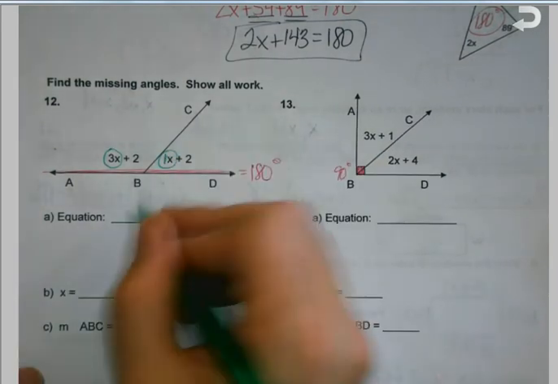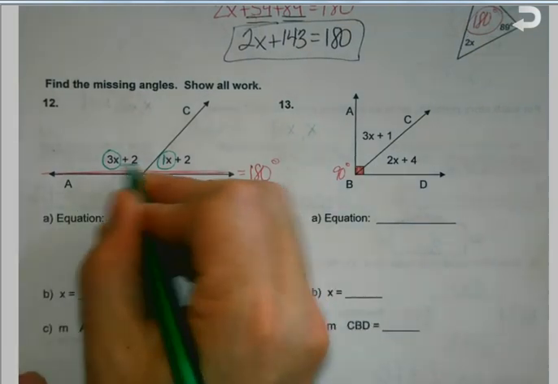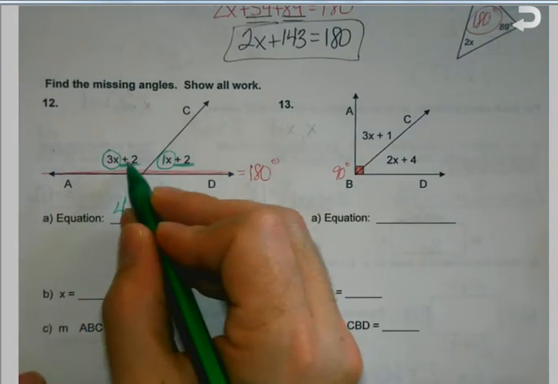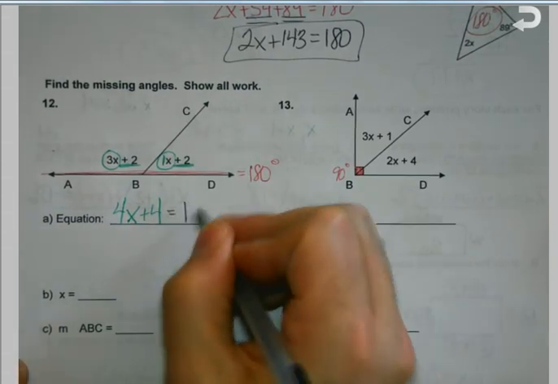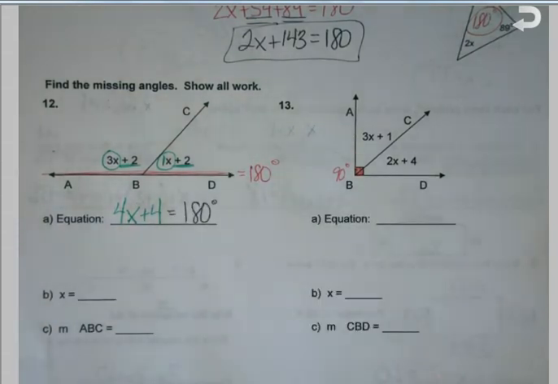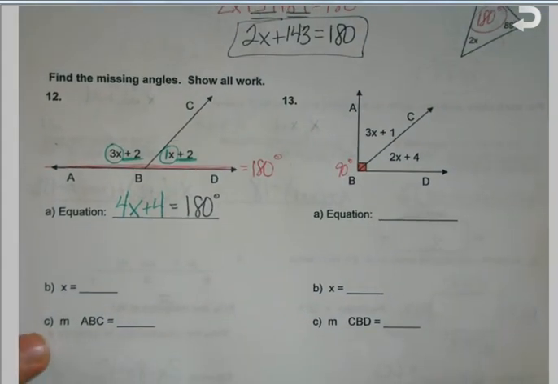So I'll combine my x's. So 3x and 1x is 4x. Combine my number part. 2 and 2 is 4. Set that equal to 180. Because again, they didn't give me a value, or assuming I know that a straight angle is 180. And I got a note sheet to help me with that if I need it.